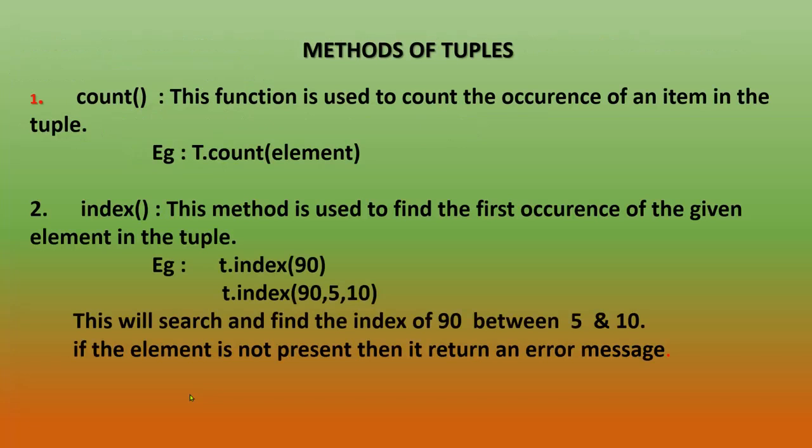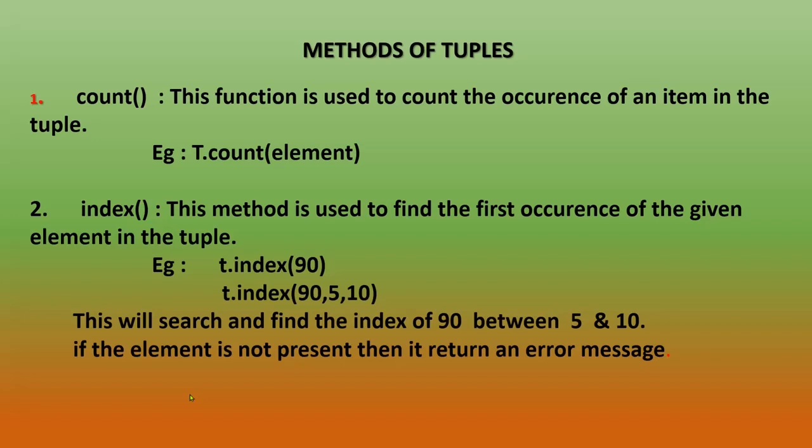Now we can see the different methods that are used along with the tuple. Count, which we already studied in the list. Count is a method used to count how many times a specified element is present in the tuple. Second is index. Index is used to find the position of an element inside the tuple. It returns the position of the element inside the tuple. If the specified element is not there in the tuple, then it will return an error message.